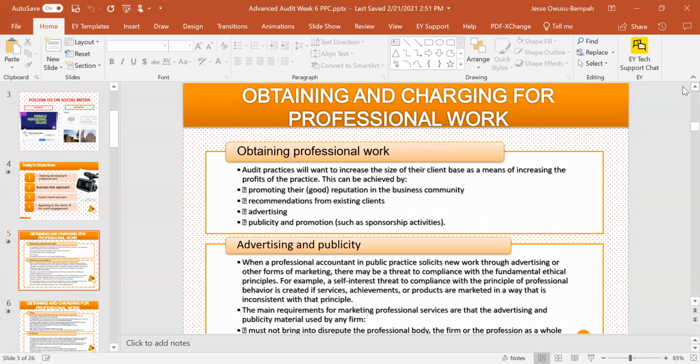Number two, recommendations from existing clients. That's another way of increasing the client base. So one client would recommend the audit firm to another client, and that sort of increases the client base. Advertising also helps, as well as publicity and promotion.